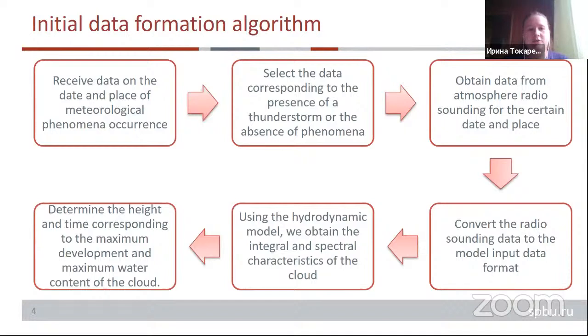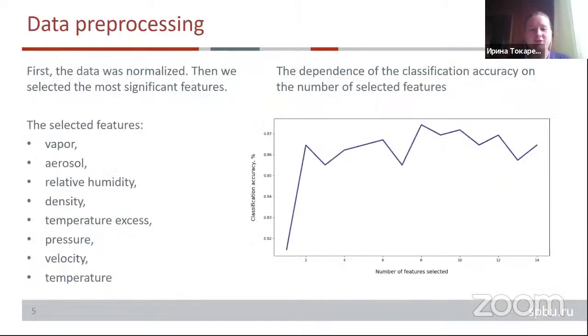The data for neural network training and testing was collected using the algorithm from the slide. As a result of the implementation of this algorithm, we obtained a dataset containing 416 examples, among which there are examples corresponding to the presence of thunderstorm and those that correspond to the absence of any phenomena. Neural networks, like all machine learning algorithms, depend significantly on the quality of the source data. Therefore, before proceeding to the construction of the network, we needed to prepare the data.